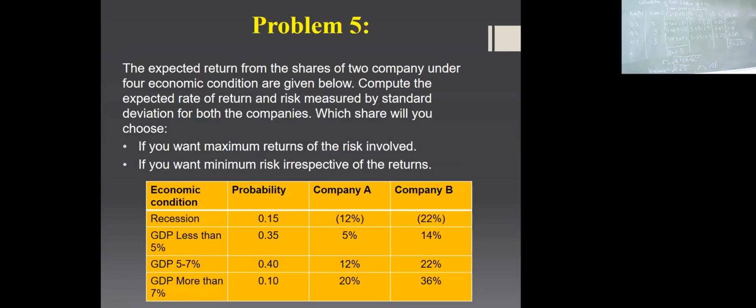The first option is if you are an investor who expects maximum returns when compared to risk, then which company will you select? The second question asked is if you want to minimize your risk without considering your return parameter, then which company would you prefer? So here the probability of occurrence is given to you, and company A return and company B return is given to you under 4 different economic conditions.